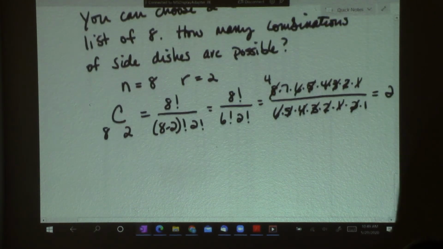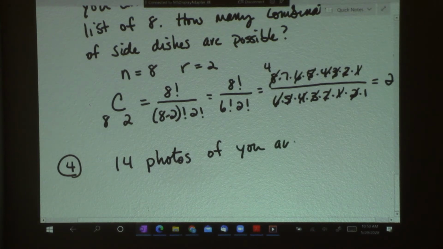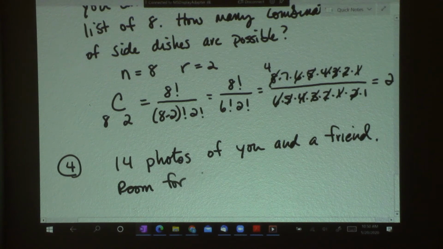All right, so let's go on to number 4. I'm going to read it out loud, and we'll take some notes. A yearbook editor has selected 14 photos, including one of you and one of a friend. So we have 14 photos of who? You and a friend. So there's 2 people to use in a collage for the yearbook. Ooh, that sounds like fun. The photos are placed at random. There is room for 2 photos at the top of the page. So room for 2 photos.